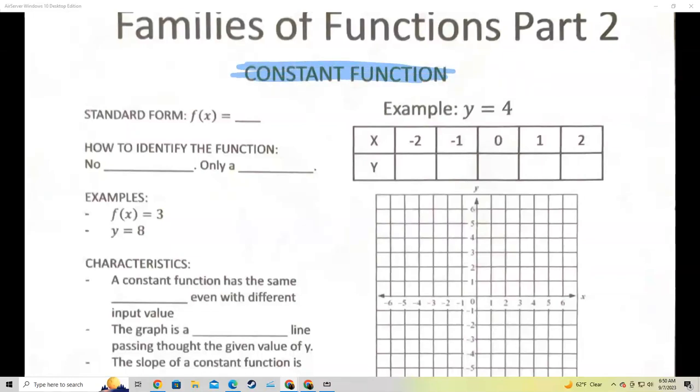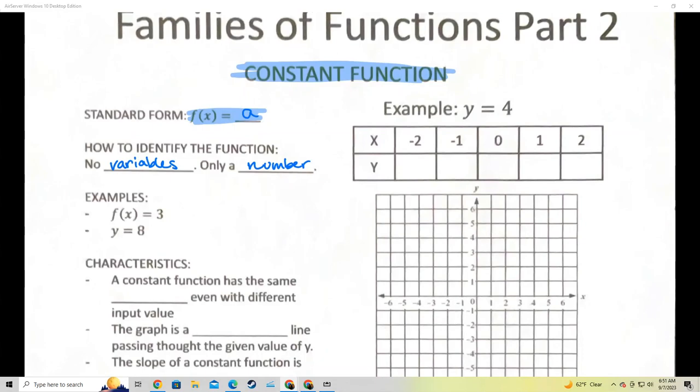For constant functions, we're going to have it of the standard form f of x equal to some kind of number. We don't know what that number is, but I just know it's going to be constantly the same number. Okay, so I'm going to say f of x is equal to a. So if you have f of x or y equal to just a number, then you know it's a constant function. How are we going to be able to identify this? Well, in this case, you're not going to have any variables in the equation part. That is to say, on this part of the equation sign, you're not going to see any variables. You're just going to see a number. So no variables, only a number. You're just going to see a number on the right-hand side.